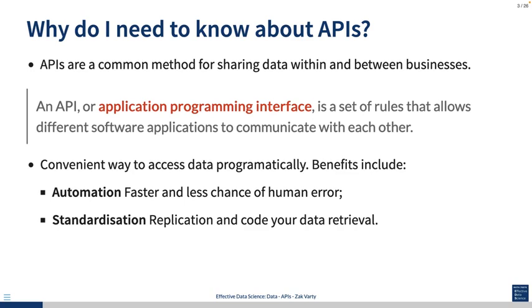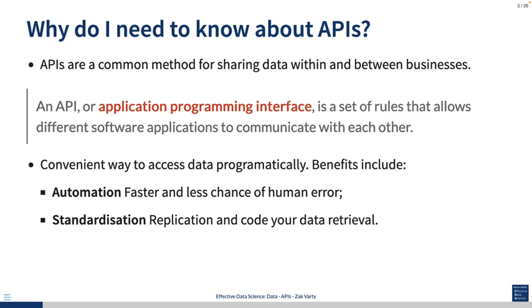Well, as a data scientist, you'll often need to access data that's stored on a remote server or in cloud based services. APIs provide a convenient way for data scientists to retrieve this data programmatically without having to manually download datasets or process them locally on their own computer. When it comes down to it, an API, or application programming interface, is just a set of rules that allows different software applications to communicate with each other.